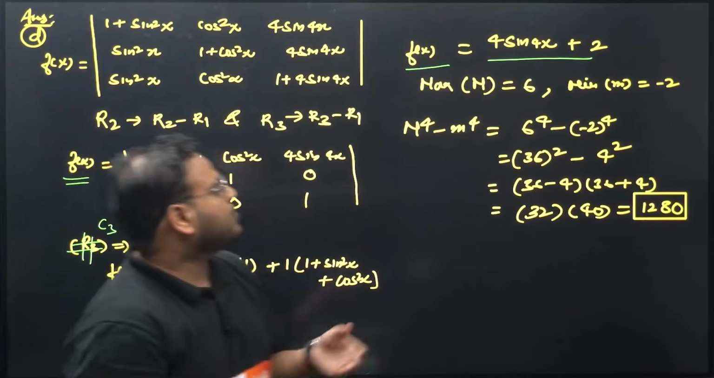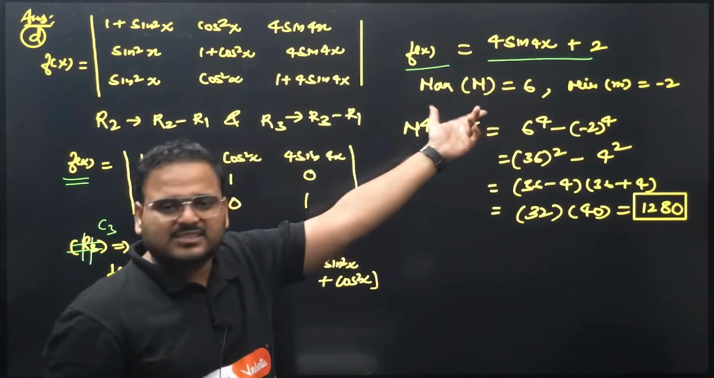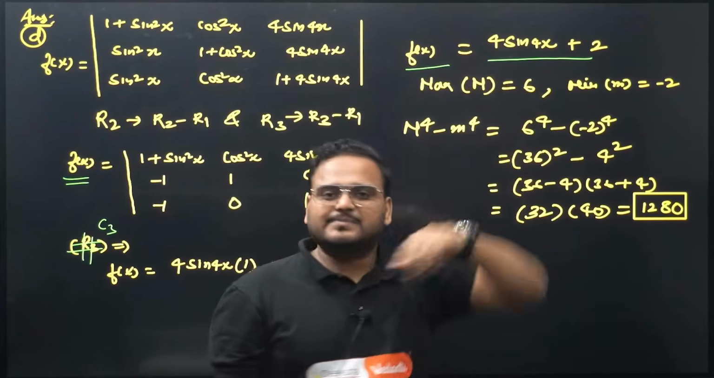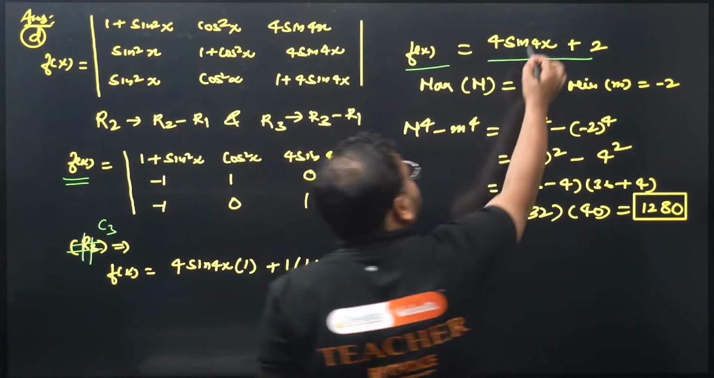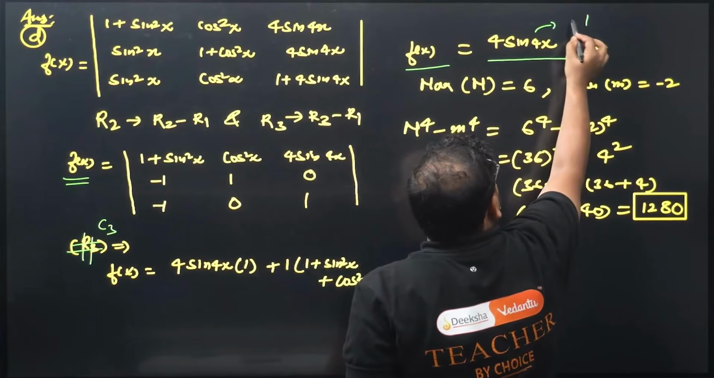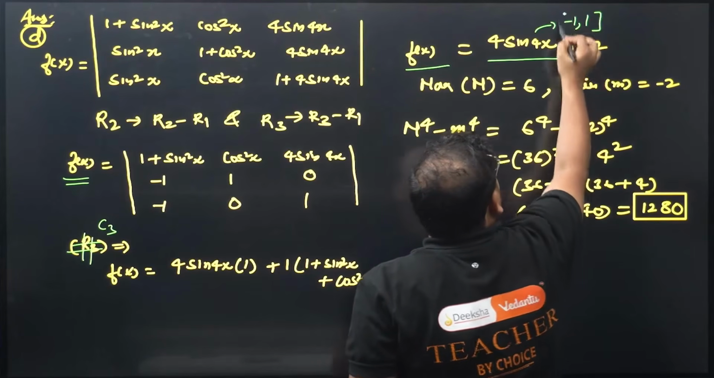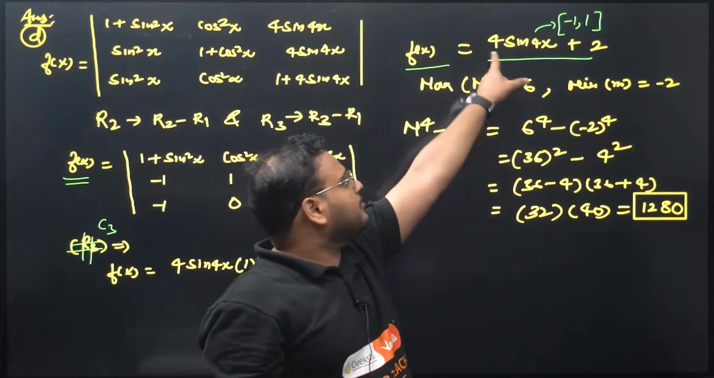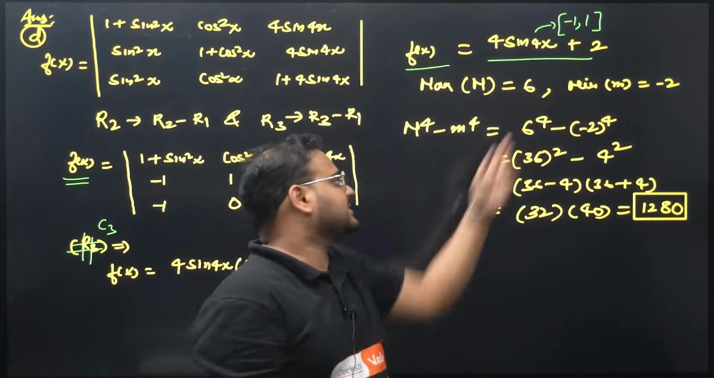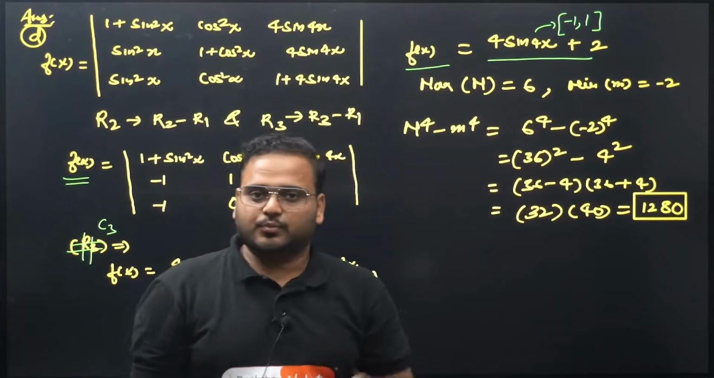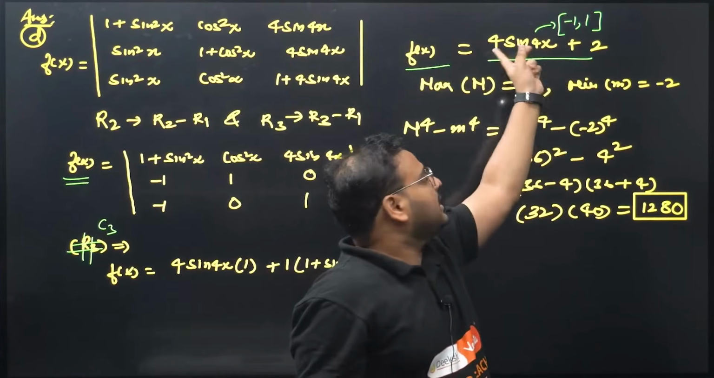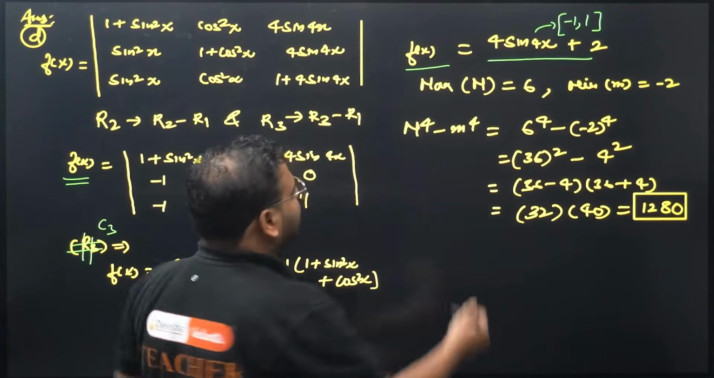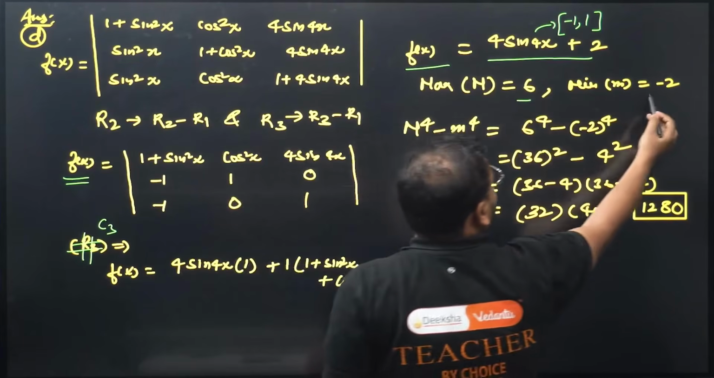Got it? So from here you can see the maximum value is of course 6, because this is a constant 2, and 4 is a number again. Sine 4x maximum value is what? The maximum value of sine 4x is 1 and the minimum value is minus 1. This is my range of sine 4x. So maximum will be 4 into 1, which is 4 plus 2, which is 6, and minimum will be minus 2, because we have to take the minus sign over here. It will become minus 4 plus 2, which makes it minus 2. Now, I have capital M value as 6 and small m value as minus 2.